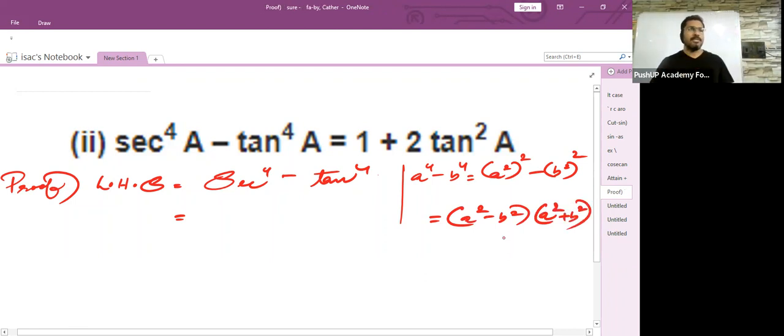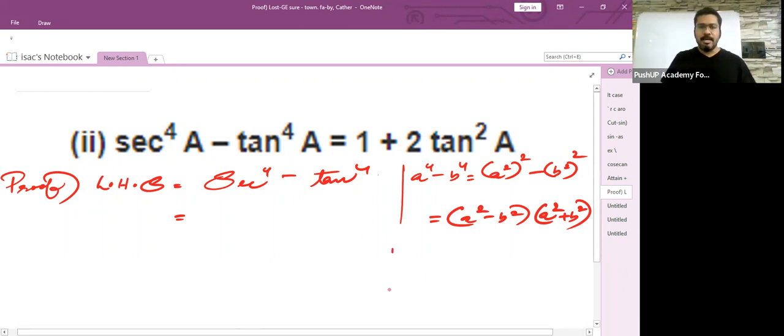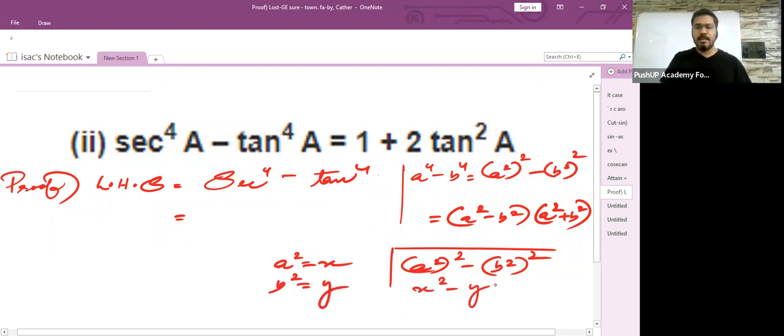Make a note of this, Sandra. Sit straight. Understood? A raised to 4 minus b raised to 4 is a square minus b square into a square plus b square. Still have a doubt how I got this? I will teach you. Children, a square the whole square minus b square the whole square, for the time being, for the next couple of minutes, just assume a square is equal to x. Assume b square is equal to y. So won't it look like x square minus y square?